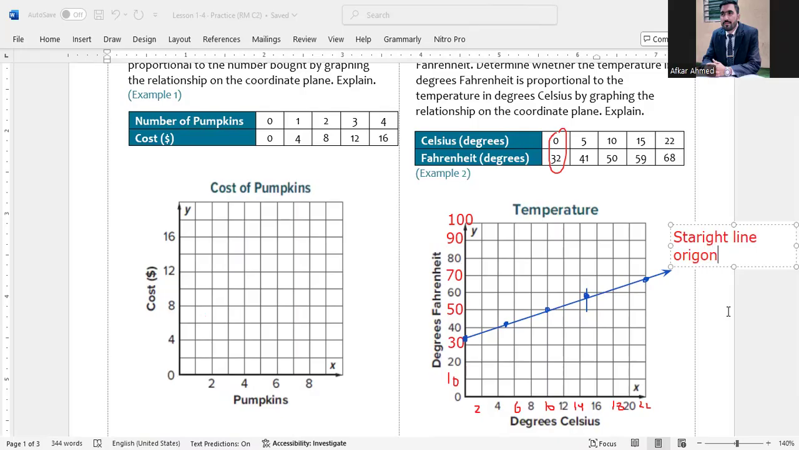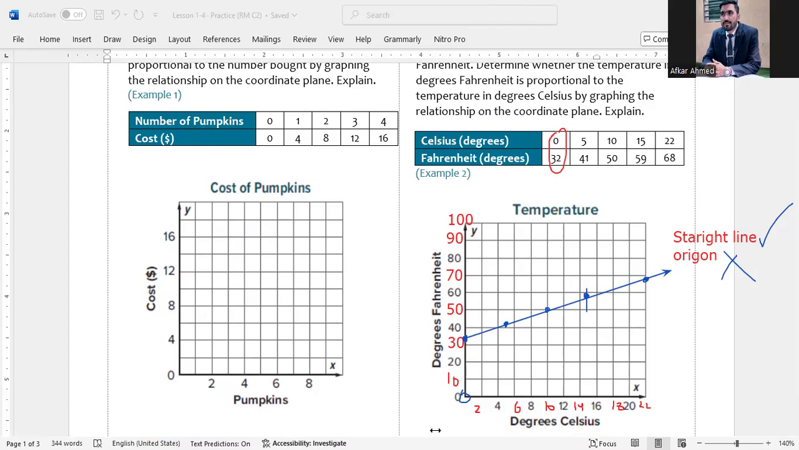So you can see the line is passing through the origin. Okay, the number one condition is it's a straight line. Yeah, it's a straight line. Number two, passing through the origin. This point is the origin, but the line is starting from above, so it's not passing through the origin. So one condition failed. We will say that they are not proportional.